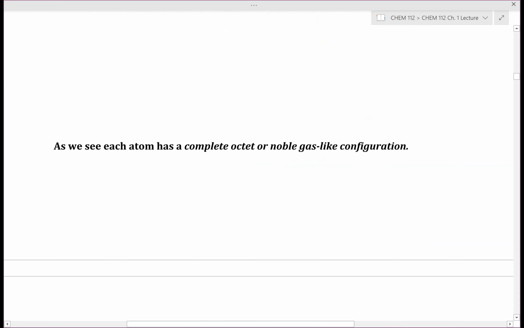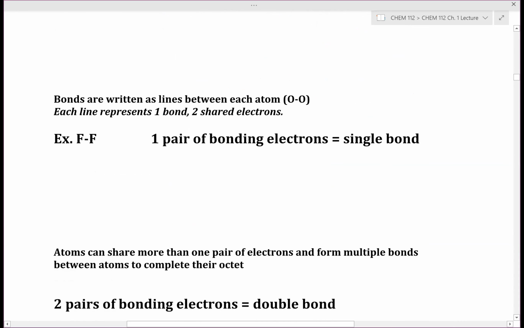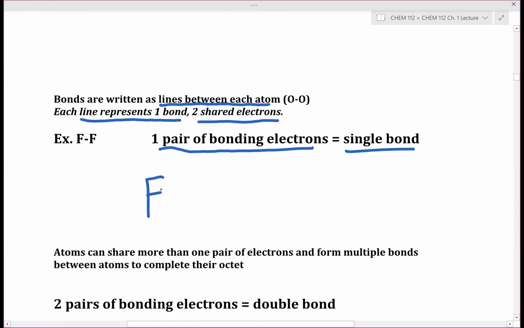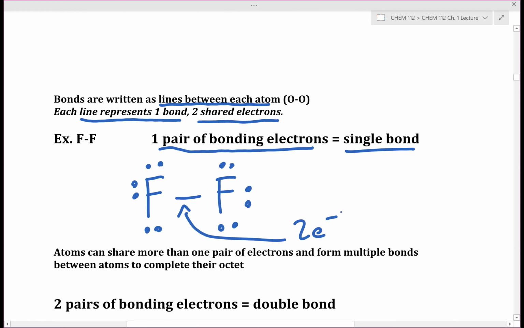Okay, perfect. So let's talk a little bit about how we represent different types of bonds and how we count electrons for different types of bonds. So we typically write bonds as lines between each atom. Each line represents 1 bond or 2 shared electrons. If we have 1 pair of bonding electrons, we're dealing with a single bond. For example, a fluorine-fluorine single bond involves sharing 2 electrons. So this line represents 2 electrons.